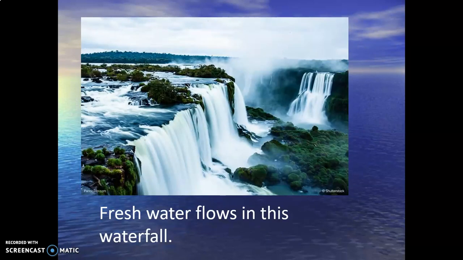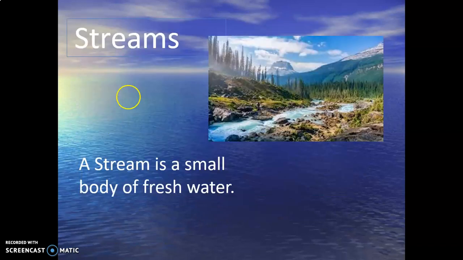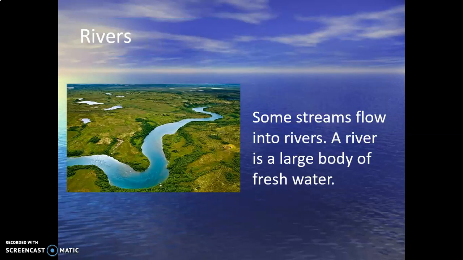Now, fresh water is also found in waterfalls. It is also found in streams. Now, streams look like rivers, but they are smaller. So a stream is a small body of fresh water. Rivers are bigger than streams, and some streams flow into rivers. So a river is a large body of fresh water.